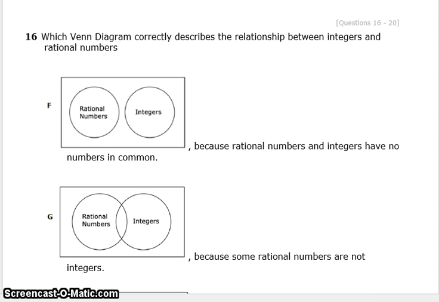Question 16. Which Venn diagram correctly describes the relationship between integers and rational numbers?